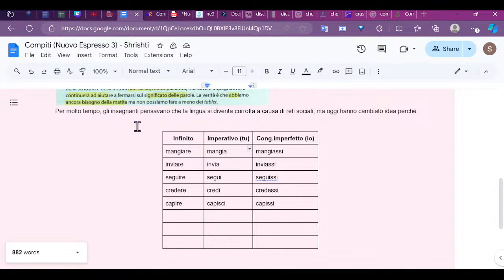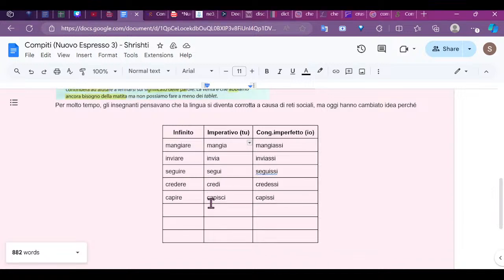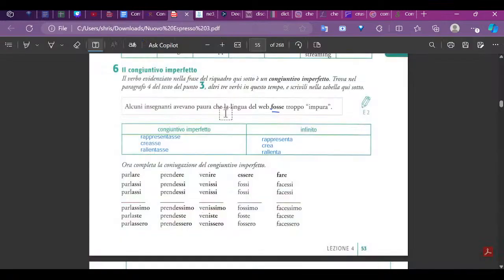You see how imperfetto has two S's and almost all the conjugations in this form have two S's instead of two T's. So another mental hack to remember the congiuntivo imperfetto is to think: imperfetto has two T's, and I changed the two T's to two S's. I know it sounds funny, but it's a mnemonic that helps. Oh, I have to use this form. How do I create it? Oh, it's a double S. That should help, because there are four different congiuntivo forms. It can be confusing to remember all of them.